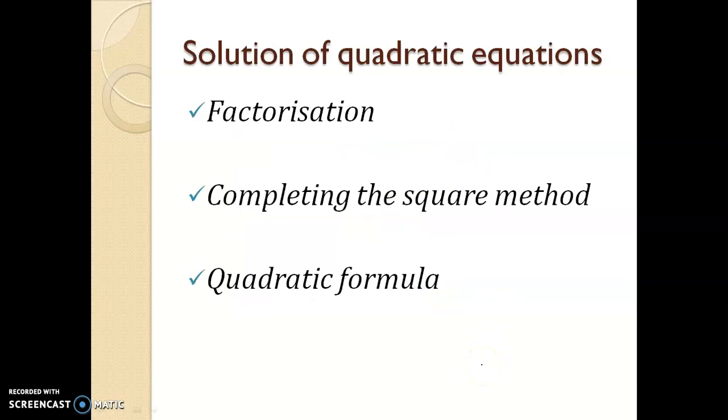To solve a quadratic equation, three methods are available: factorization, completing the square method, and quadratic formula. In factorization, you can use either splitting the middle term or the I method. In the completing the square method, we have to use either the (a plus b) whole square formula or the (a minus b) whole square formula. And the quadratic formula we have already seen in the last class.